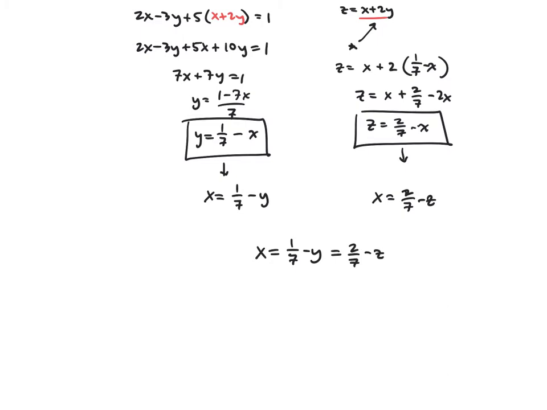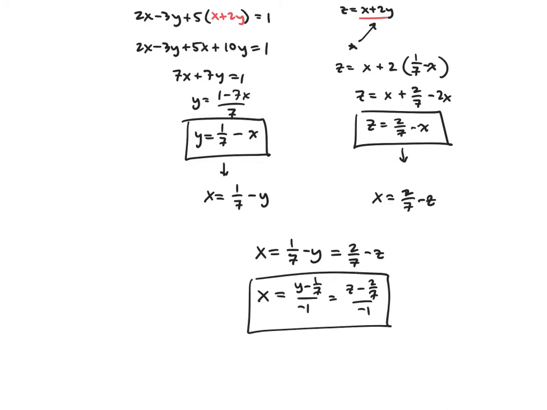Now, if you want it in the traditional form, where you have y minus c over d, that sort of thing, we could rewrite this as y minus 1/7 over -1 and z minus 2/7 over -1. And that'll allow you then to have this line of intersection.